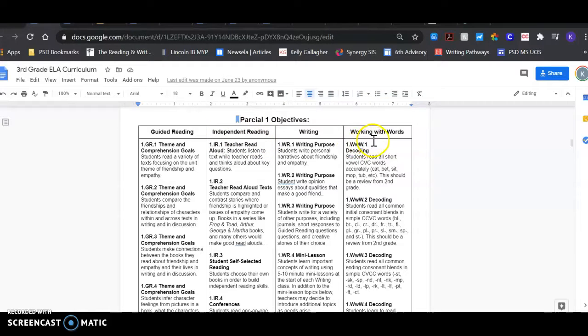Same with working with words. Those are mini lessons you're going to do daily throughout the year. For guided reading, that's going to show you what skills in reading and what literary devices you're going to be teaching. Usually we start our units with our guided reading, and then we finish with a writing that's connected to our guided reading. So if we're reading personal narratives, then we're probably going to be writing personal narratives. So the reading is going to feed into what we write about.